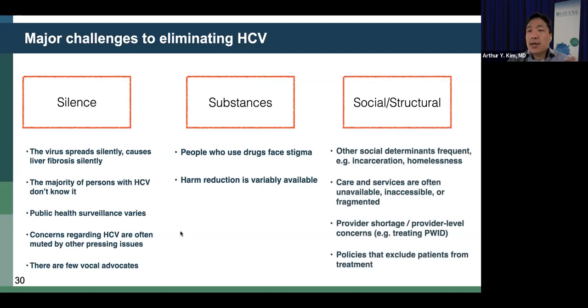And then there are social issues, her own other social determinants of health, other issues such as incarceration and homelessness, care often being fragmented and in different systems and unable to talk to each other, sometimes due to confidentiality rules, et cetera. There's a provider shortage, and I know many of you are already deeply engaged in this, but I hope this talk will inspire some of you to enhance your capacity to become a provider who is willing to treat and also willing to engage patients who have some of these additional barriers. And then on a policy level, depending on where you are as a state, and we'll go over some of those.